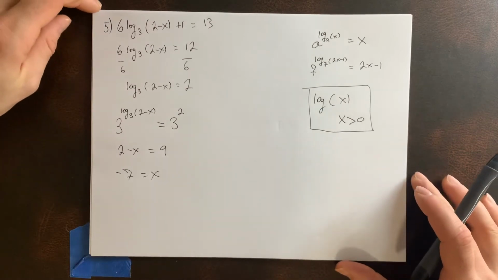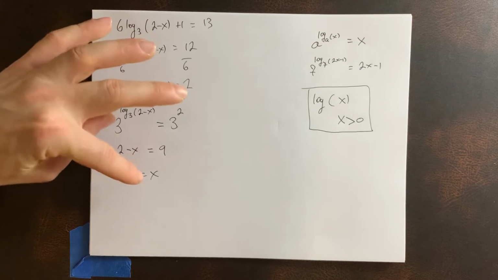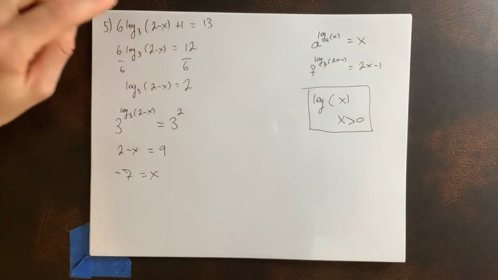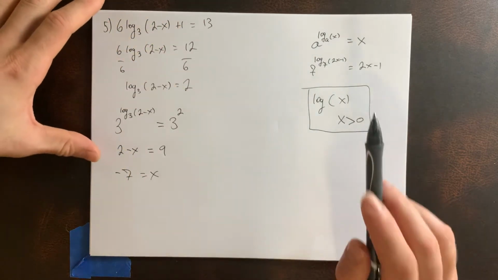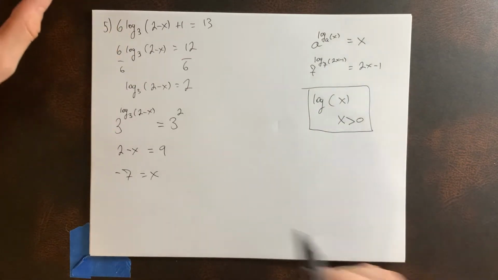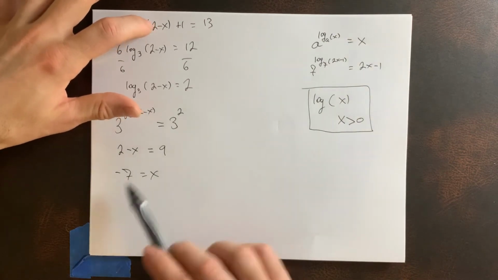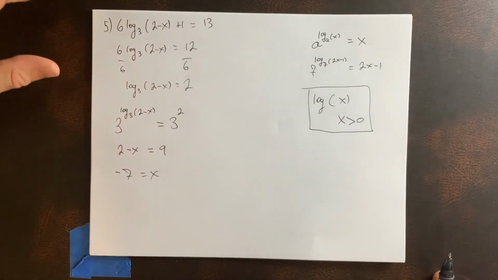The only thing we need to check is, if we plug this x value into our original equation, are we going to get a negative on the inside of a log or a positive on the inside of the log? If it's positive, then it's going to be okay. But if we plug this answer in and we get a negative on the inside of the log, then we have to get rid of this answer. We'll say there's no solution to this problem.